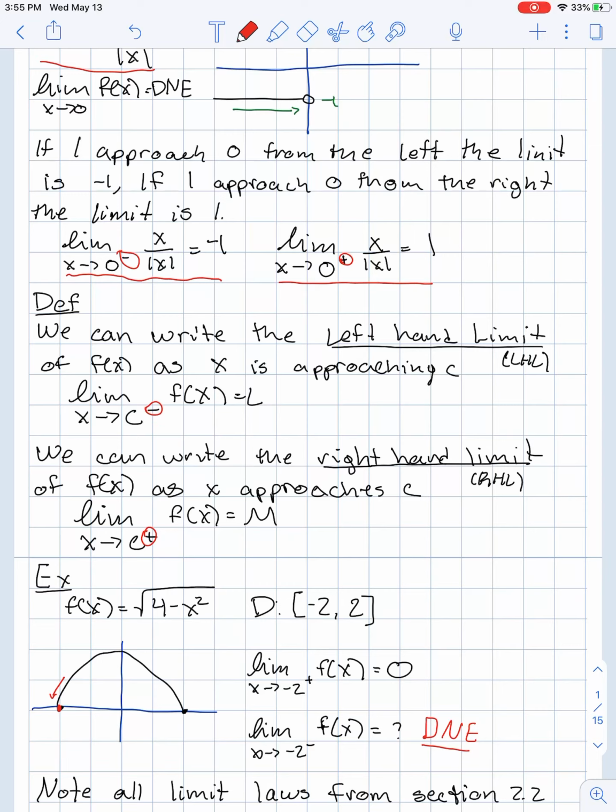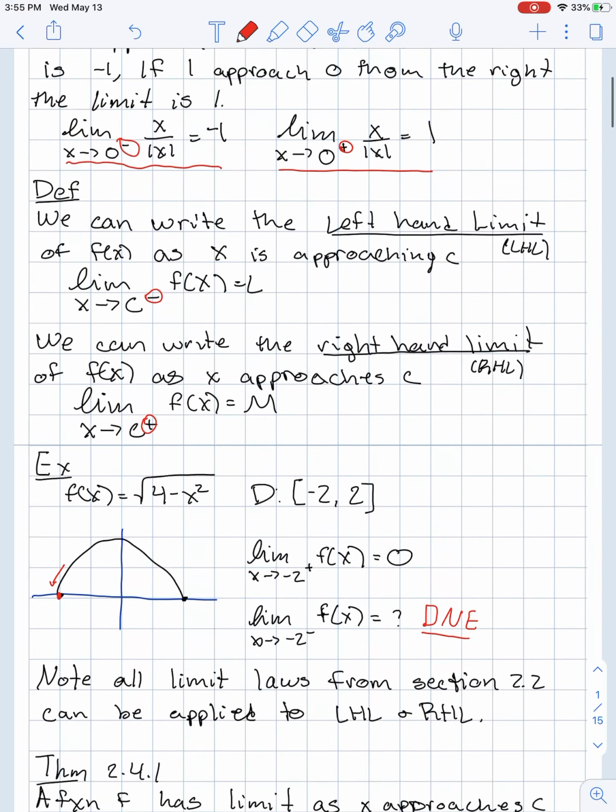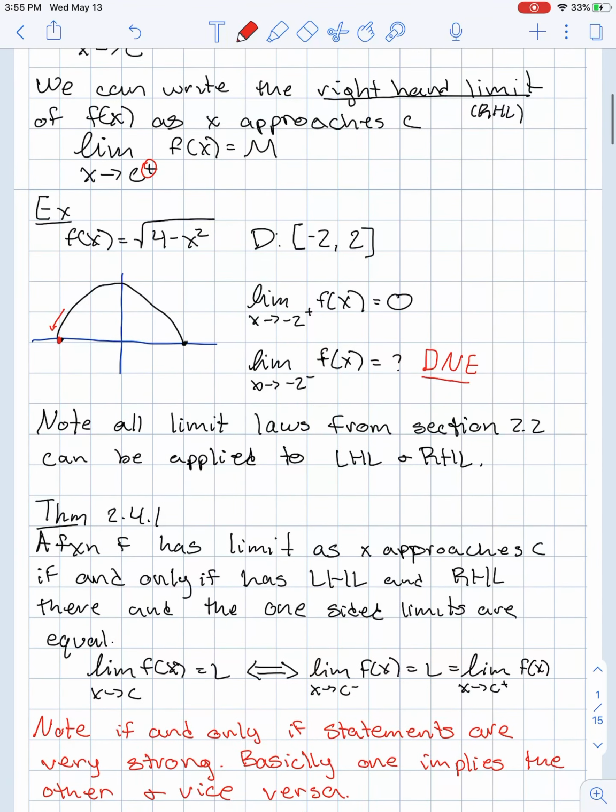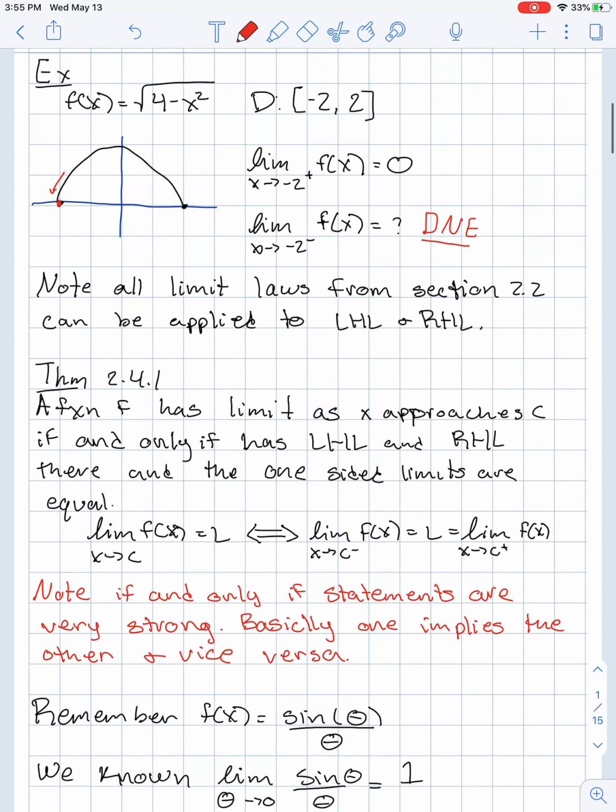So it doesn't exist. Note that all the limit laws that we just talked about in section 2.2 apply to left-hand and right-hand limits. So addition ones, multiplication ones, those are all the same. You can't mix and mingle left-hand limits and right-hand limits. If I have the left-hand limit of some function plus the right-hand limit of another function, those don't fly. It has to be the left-hand limit plus the same left-hand limit. Okay?